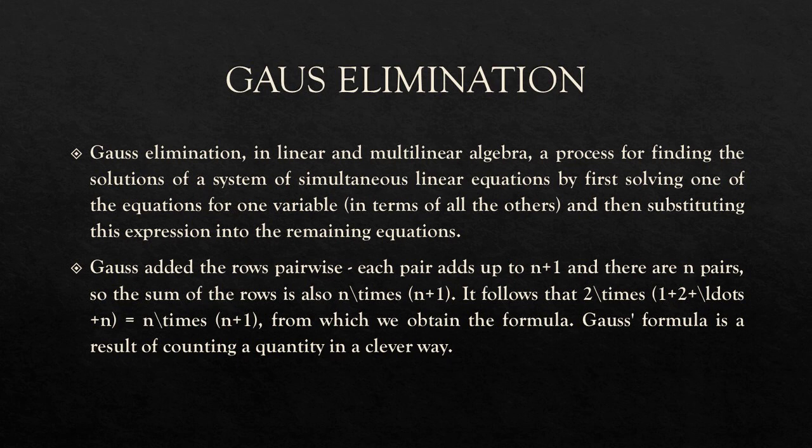Each pair adds up to n plus 1, and there are n pairs, so the sum of the rows is also n times (n plus 1). It allows 2 times (1 plus 2 plus dots plus n) to equal that, from which we obtain the formula. The Gauss formula is a result of counting a quantity in a clever way.